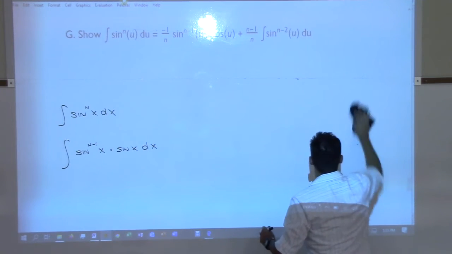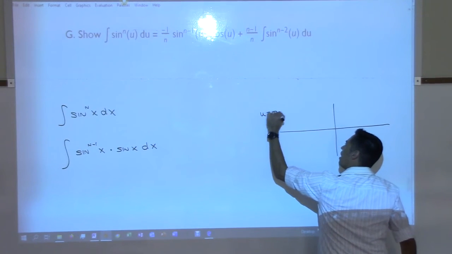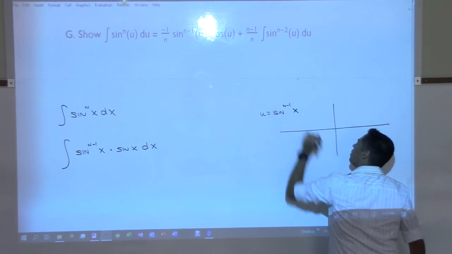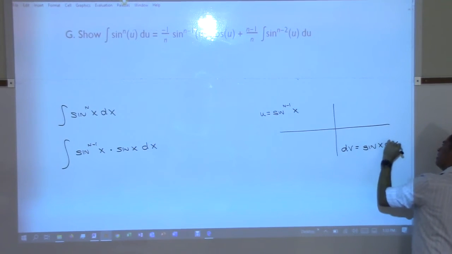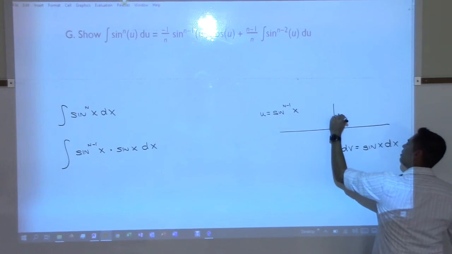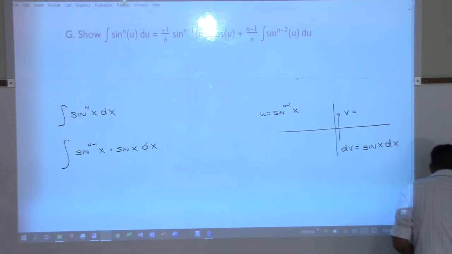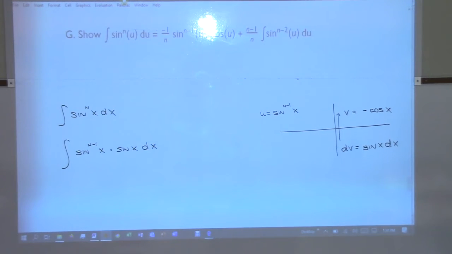And let's let our u be the sine to the n minus 1 of x. And that means our dv has to be the other piece over there, which is sine x dx, right? And now let's just carry out the integration by parts. So let's go up first. This one's a little easier. What is v, Alex? Where's Alex? Okay, so what's v? This one's the easier of the two. Negative cosine x, right? That's it. Right? Everyone agree? Okay.